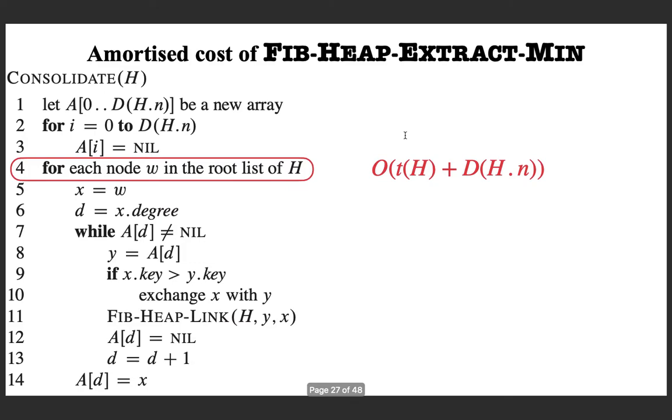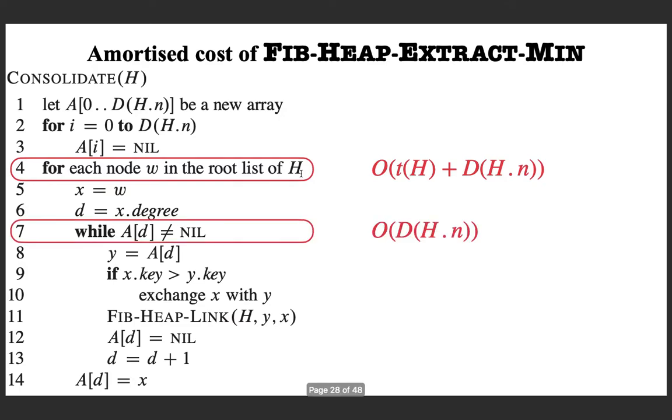Now you are performing some operation in a for loop. What are you doing here? For each node in the root list, and from the previous slide recall that in the worst case the number of nodes in the root list is upper bounded by T of h plus this quantity. So the for loop may go these many times.